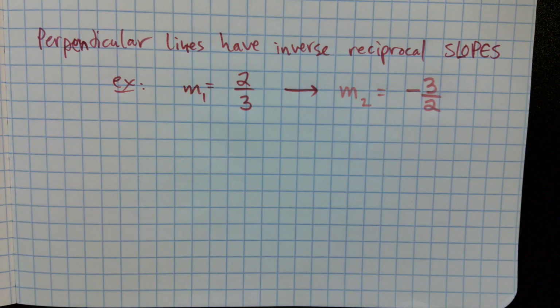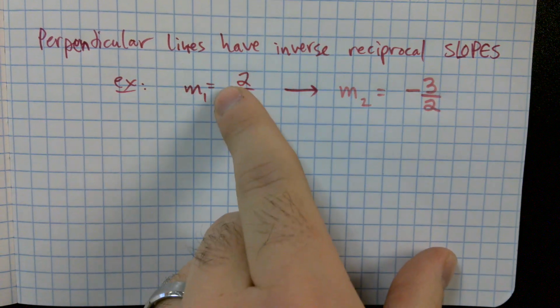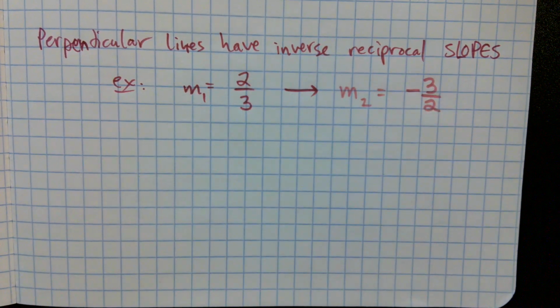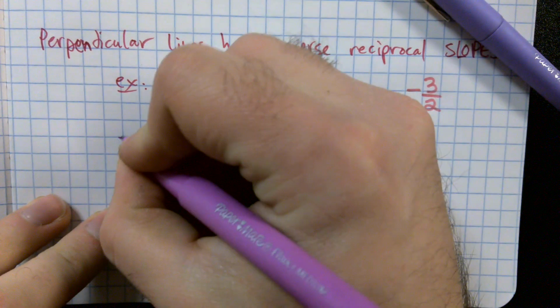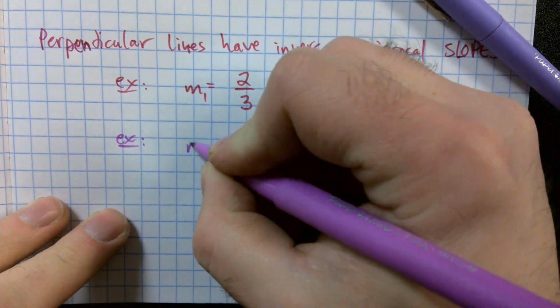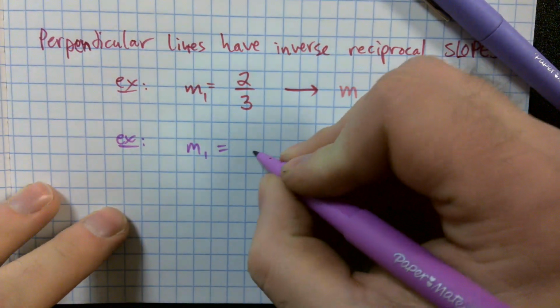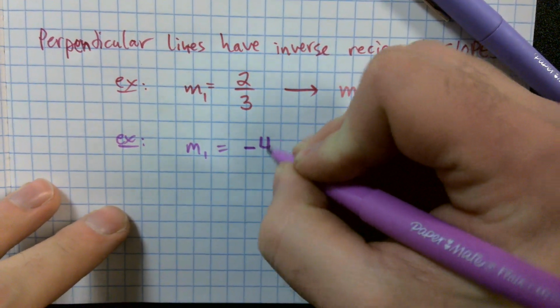Question, Liana? Reciprocal, we flipped the top and the bottom. And then inverse, we made a positive slope negative. What if I had a slope of -4?